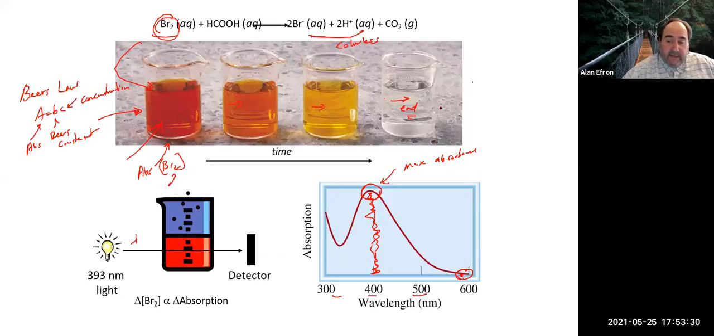As we would get down to here, we would start to see the absorbance values get lower, again, because there's less Br2 present and obviously more of our colorless products as it goes through this. So again, a reminder, we shoot the light, it gets absorbed by the sample, again, based on the color that we see.